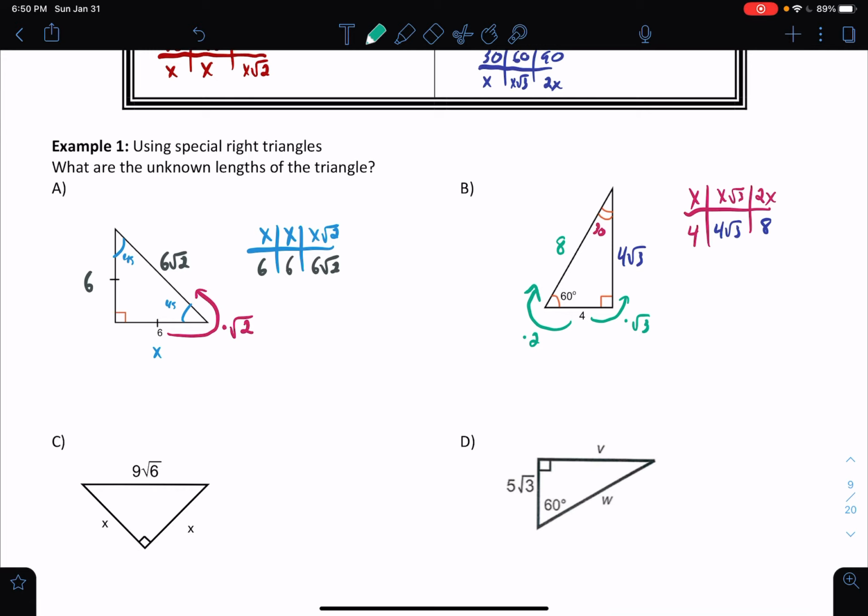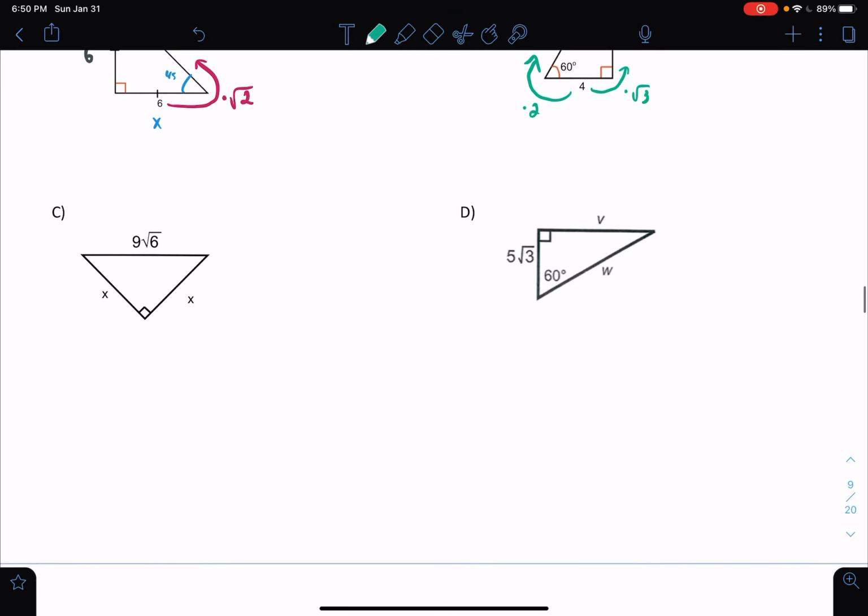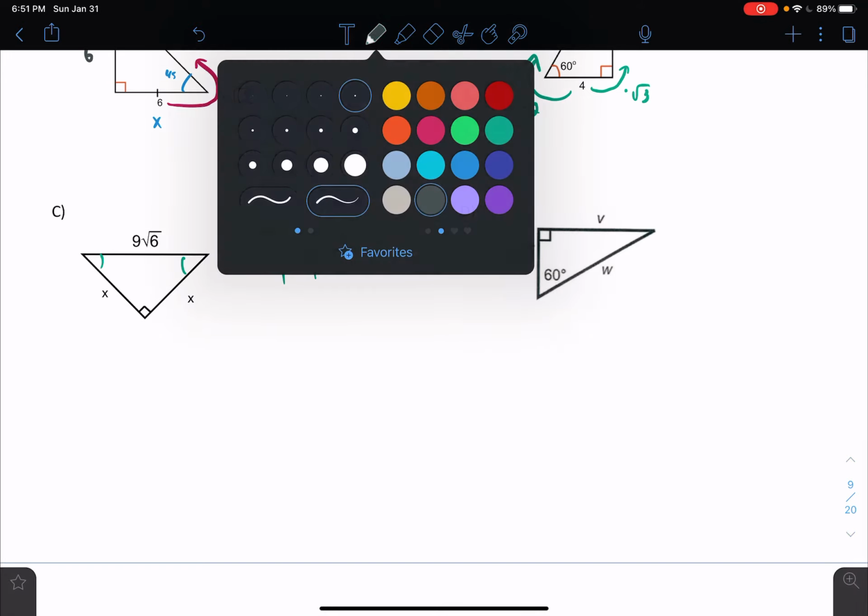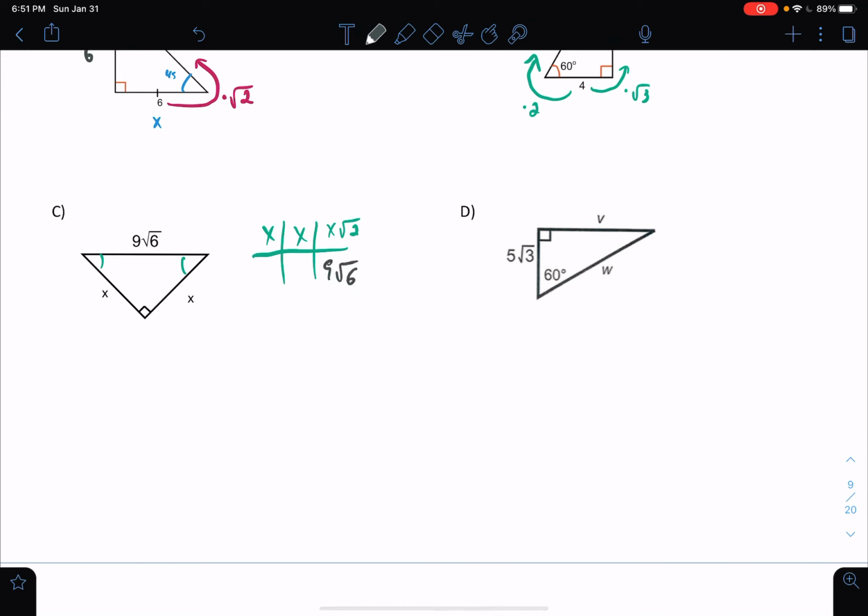What if we look at C and D now? Here in C and D, I don't necessarily give you that home base, that plain old x. So in C, you see that these side lengths are both x and x, which makes this a 45, 45, 90 triangle. So if I set up my table, I've got x, x, x square roots of 2. Well, this 9 square roots of 6 is currently playing the hypotenuse, which is x square roots of 2, which means that these two things are equal.